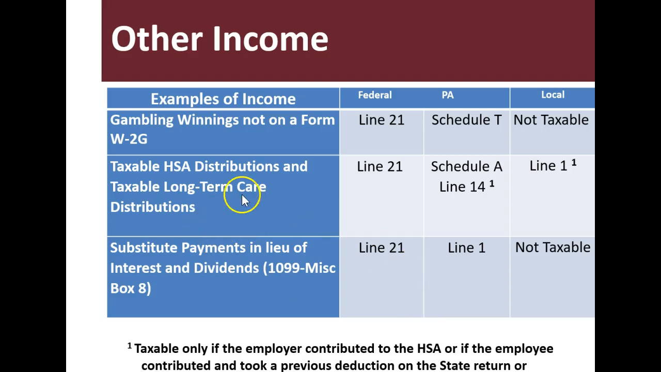Let's see, taxable. We talked a little bit about these distributions. They go on line 21 if there's a taxable portion. They're only taxable to PA and local if the taxpayer took a deduction in a previous year. If they took an HSA deduction on the Pennsylvania return in a previous year, they might have to include the taxable portion in their income for this year. Again, if you have questions, you should go to your coordinator on that.